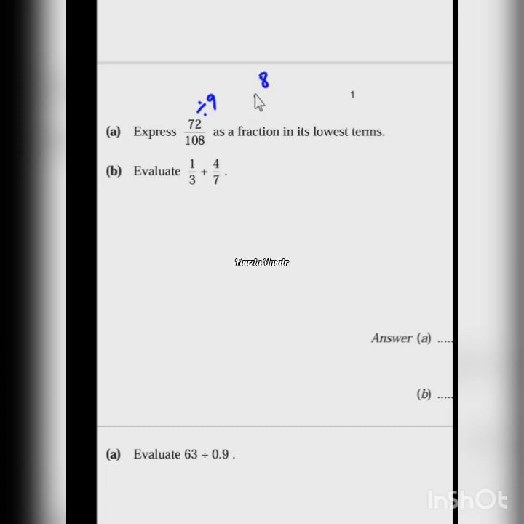8 by 12. I can still divide with 4. Somebody said 4 also. So 2 by 3. So this is the answer they are expecting. I should write on this bar that the simplified form is 2 by 3. Got it? So now the second part, B part.